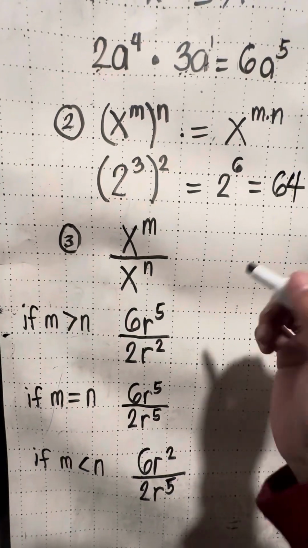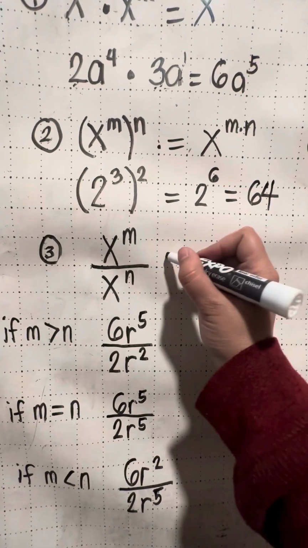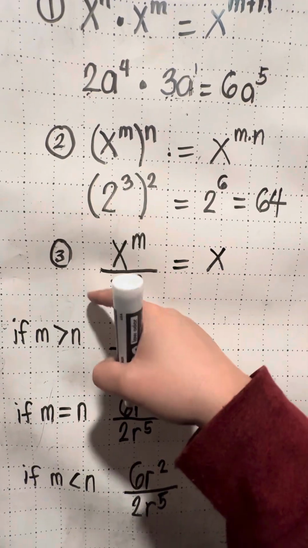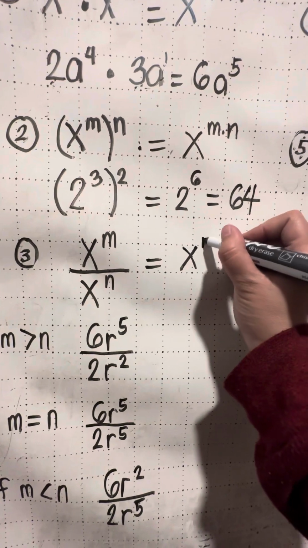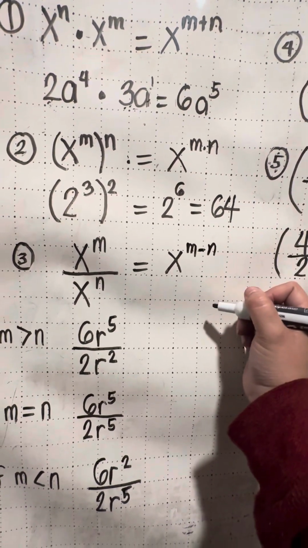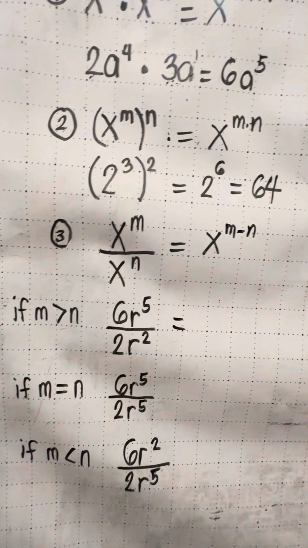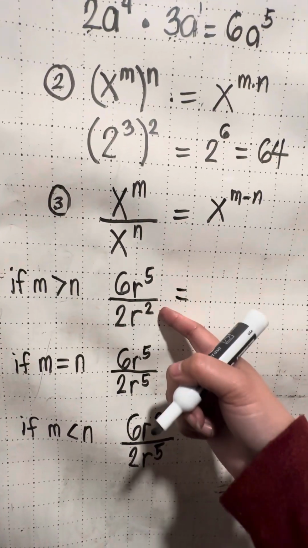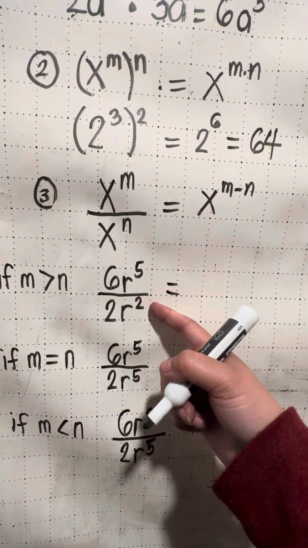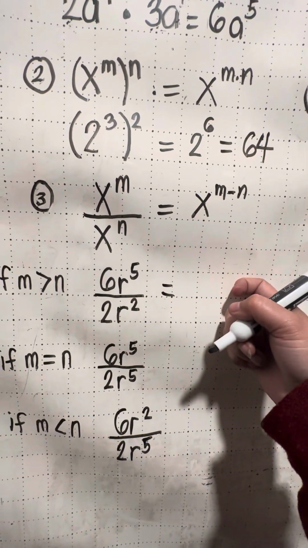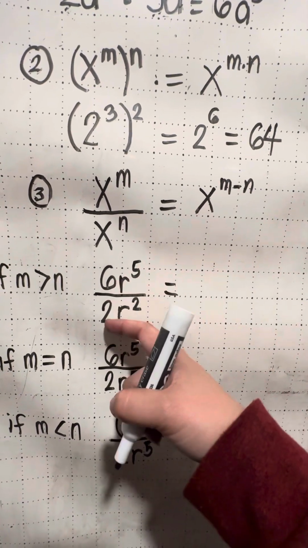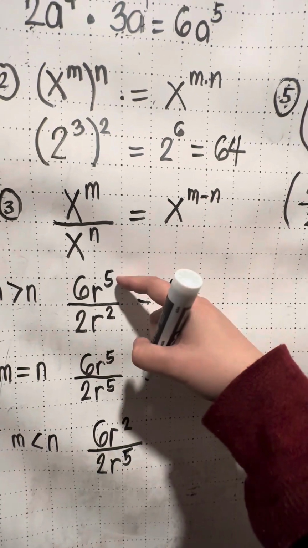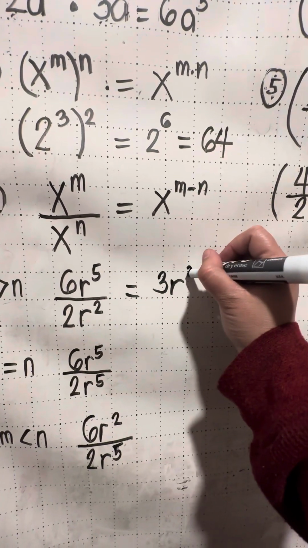And for number 3, this is the quotient property of exponents. So you just copy the base, but don't forget to divide the numerical coefficients as well. And then subtract the exponents m and n. So let's have here 3 conditions. If the exponent of the numerator is greater than the exponent of the denominator, the resulting exponent is positive. So divide 6 and 2, that is 3. And then copy the base r, and then subtract 5 and 2, and that is 3.